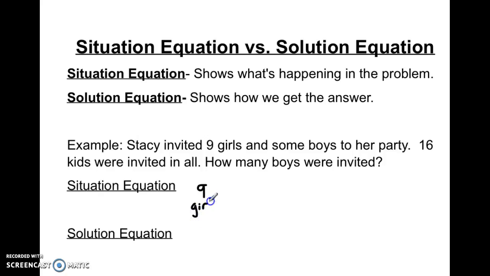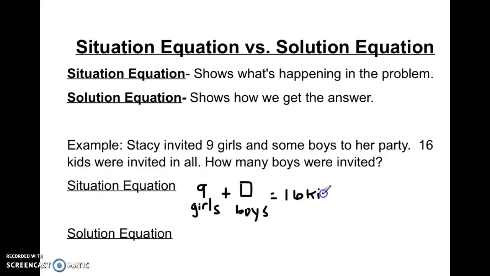And we know that she invited some boys. Okay, so we're going to say plus. And we know she invited some boys, but we don't know how many boys she invited. Okay, and we know total that there are 16 kids at the party. Okay, so this is an example of the situation equation.